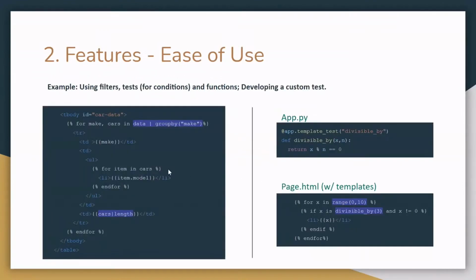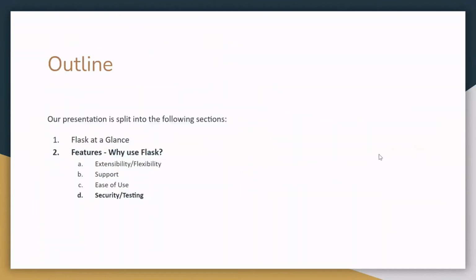In the example on the left, we are using the built-in group by filter alongside the length function. This is similar to doing a grouping aggregate in SQL. In the other example, we write a custom divisible by n function and integrate it directly into our Flask application. In the page template, we see that it is directly usable within the template using a single line of code to register that function. Next, we are going to be discussing the security and testing considerations within Flask.